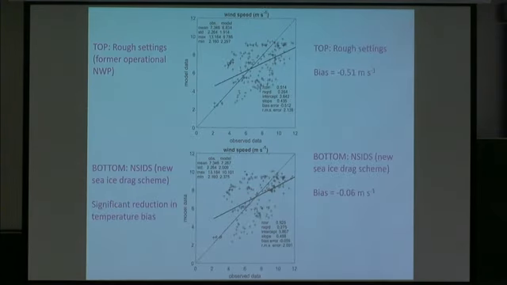If you look at the wind speed, you can see the wind speed is pretty noisy. You're flying through a turbulent atmospheric boundary layer. Here are observations and model data. You can see that there's a correlation, but there is quite a large amount of scatter. If you look at the biases, the bias for the rough setting is minus 0.5. The bias for the new scheme is minus 0.06. So again, quite a significant reduction in wind speed bias.